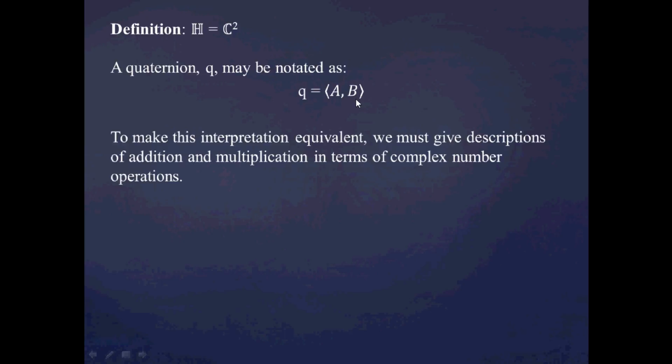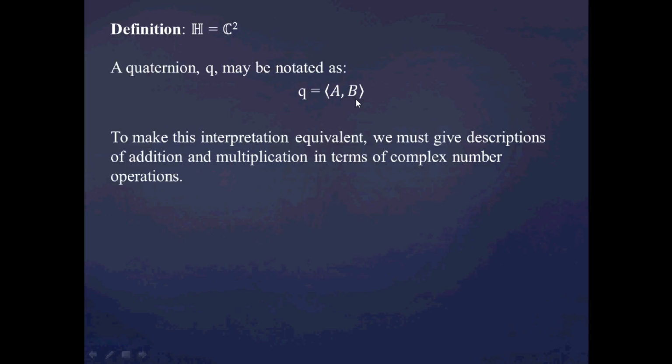So we're going to define the set H, the set of quaternions, as C times C, or C squared, just the ordered pair of complex numbers. So some quaternion, let's say Q, is going to be written as the ordered pair (A, B), where A and B are both just some complex numbers.